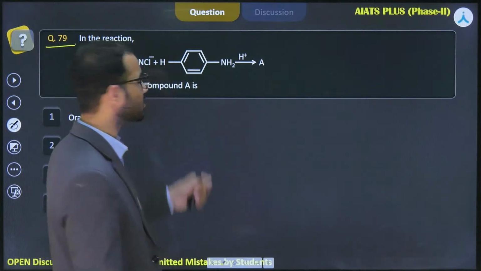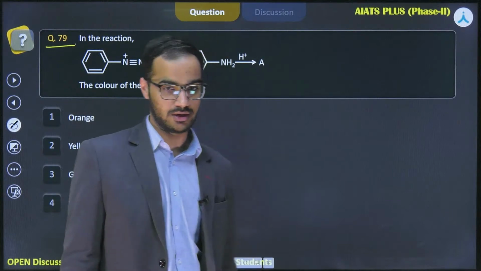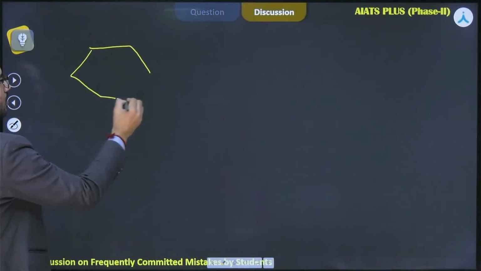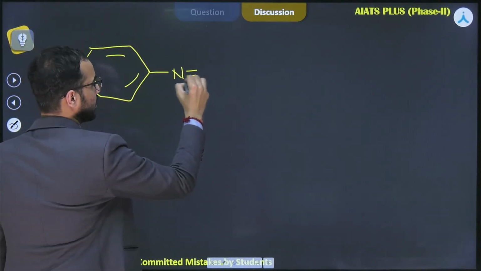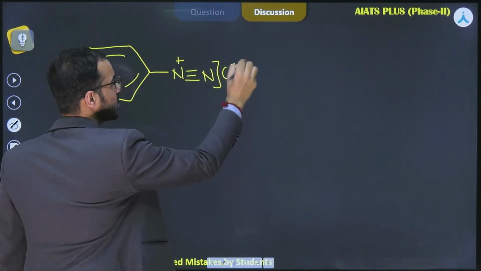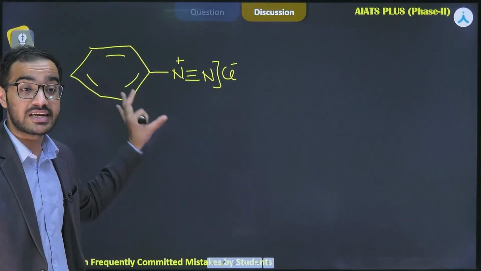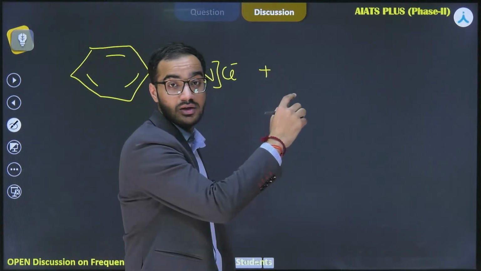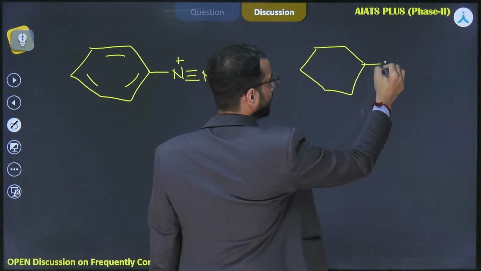Okay, let us discuss some reactions of dye preparation using diazonium chloride. So we have this diazonium chloride. It's N, so it should be positive, and Cl negative will be here. So this is benzene diazonium chloride. You are reacting with aniline.